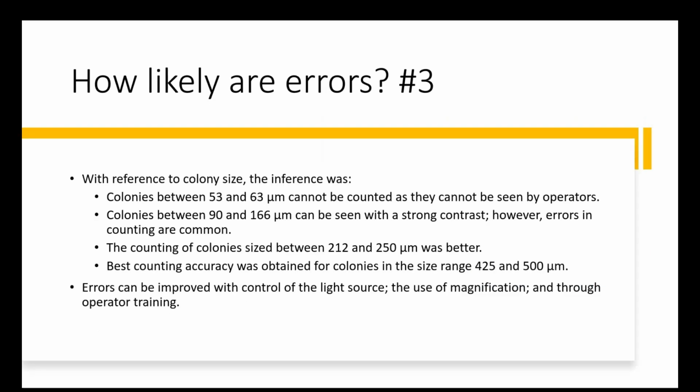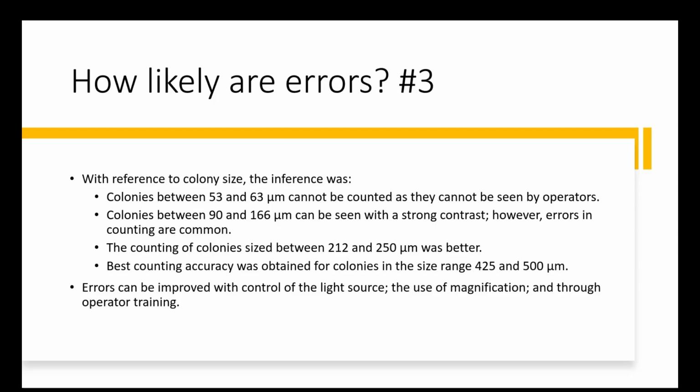So this also led to some inferences. These inferences were that for colonies between 53 and 63 microns, the chance of an operator seeing and counting these was close to non-existent. Colonies between 90 and 166 microns can be counted, ideally under conditions where there's a strong contrast between the colonies and the background, a darker field for lighter colonies and a lighter field for darker colonies. But even under these more ideal counting conditions, errors in counting were still relatively common.